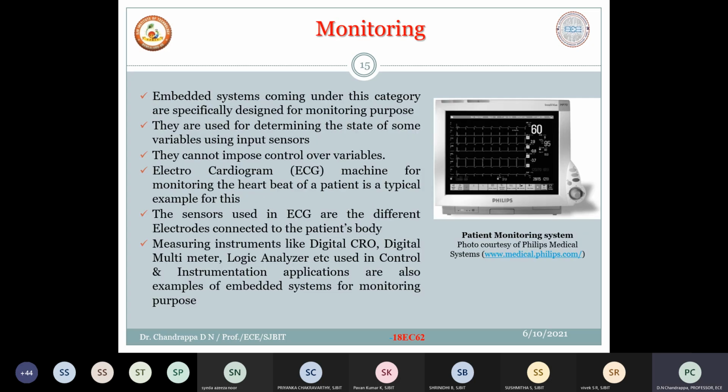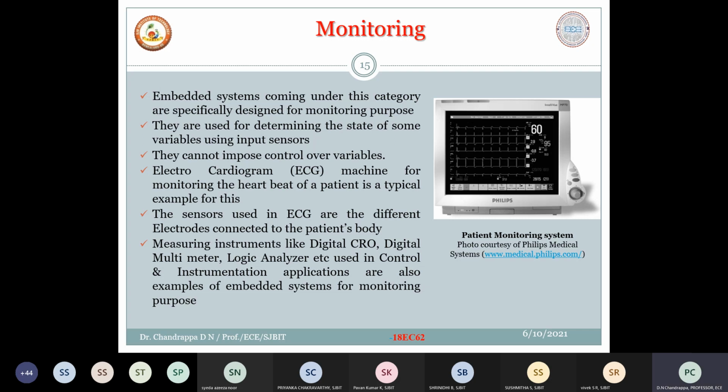So now next I'll go to that monitoring. I hope that everyone is very familiar with monitoring. The embedded systems coming under this category are specifically designed for monitoring purposes. If you want to monitor health issues, pulse, BP, blood pressure, or whatever it may be, we are going to use monitors like ECG or X-rays. We are going to monitor it.